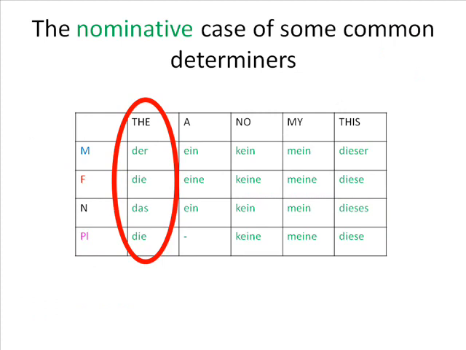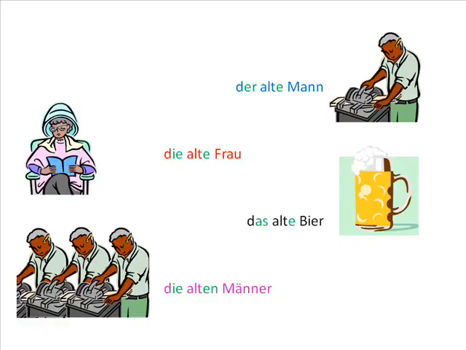With the word the, it's a bit different. The masculine, feminine, neuter and plural of the are der, die, das and die. And after a the, all adjectives take an e as their nominative ending, except after the plural, which takes an en, thus distinguishing itself from the feminine form. So you get der alte Mann, die alte Frau, das alte Bier, and die alten Männer.